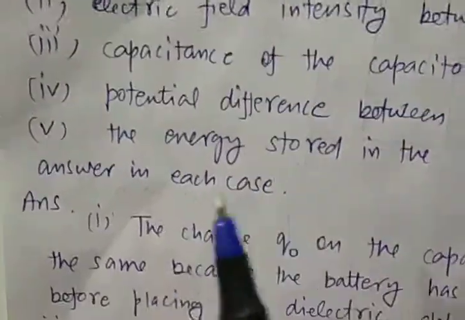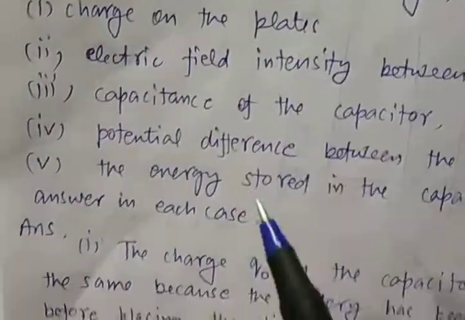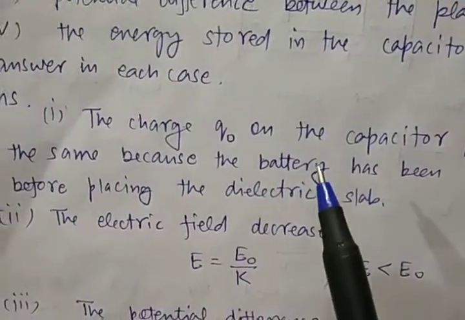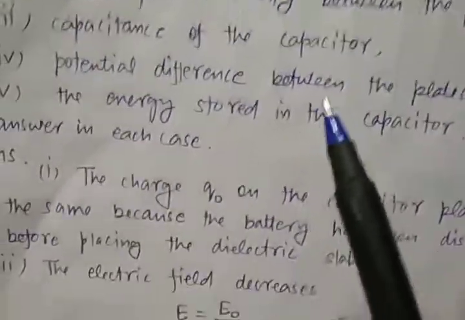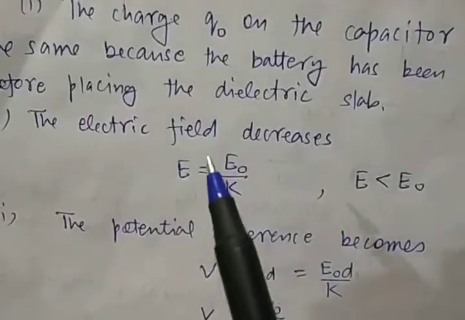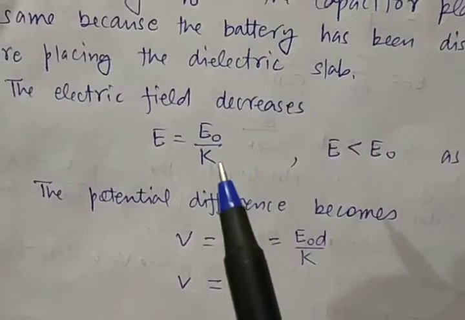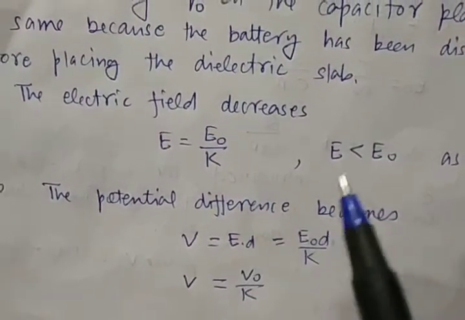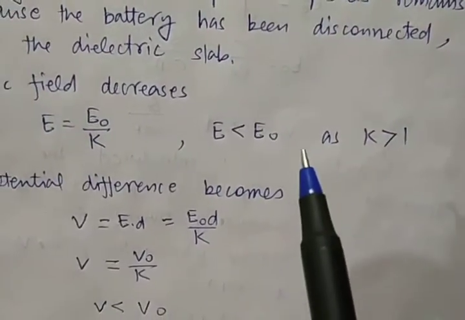So whenever we take the case, the first thing is the charge on the plate. The reason is that when the battery has been disconnected, there is no further charging, so the charge will remain the same. The second is electric field intensity. As we know, the electric field inside the dielectric is E naught upon K due to the polarization of the dielectric. So definitely the electric field intensity decreases.